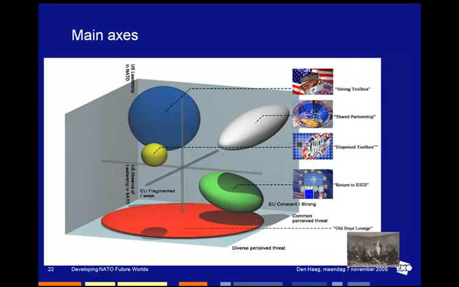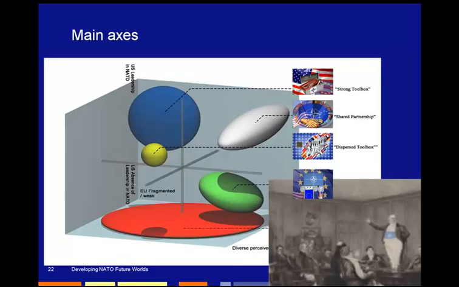And the third axis, which is the one that goes in the depth, is whether or not there is a common perceived threat, irrespective of whether that threat is terrorism or global warming or a peer competitor. Those were the three main axes, the three main drivers along which these groups agreed NATO could differ. And then we came up with a number of different NATOs.